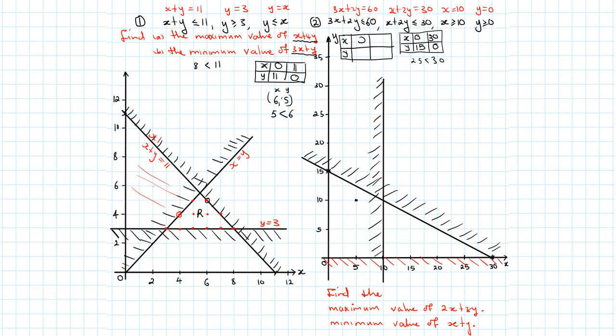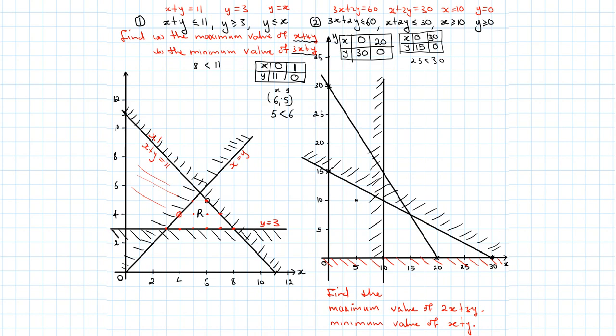When x is 0, what will y be? 30. When x is 0, y will be 30. And when y is 0, x will be 20. So it passes through the point (0, 30), which is there, and (20, 0), which is there. So we're going to draw our line. Is it continuous or broken? It's a continuous line. There is our line.